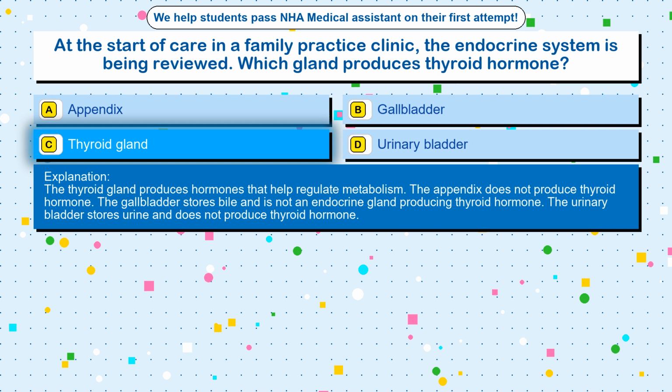The appendix does not produce thyroid hormone. The gallbladder stores bile and is not an endocrine gland producing thyroid hormone. The urinary bladder stores urine and does not produce thyroid hormone.